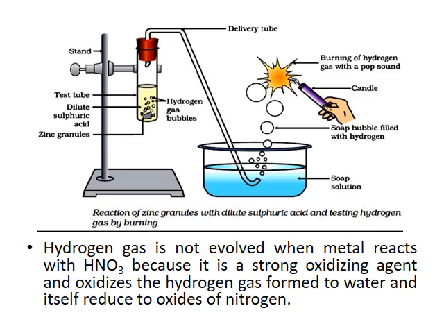So, acids react with metals and release hydrogen gas, but in the case of one acid it is not possible. That acid is nitric acid, HNO3, because it is a strong oxidizing agent. Therefore, when it reacts with the metal, the hydrogen gas produced is oxidized by nitric acid to form water, and nitric acid itself is reduced to an oxide of nitrogen.